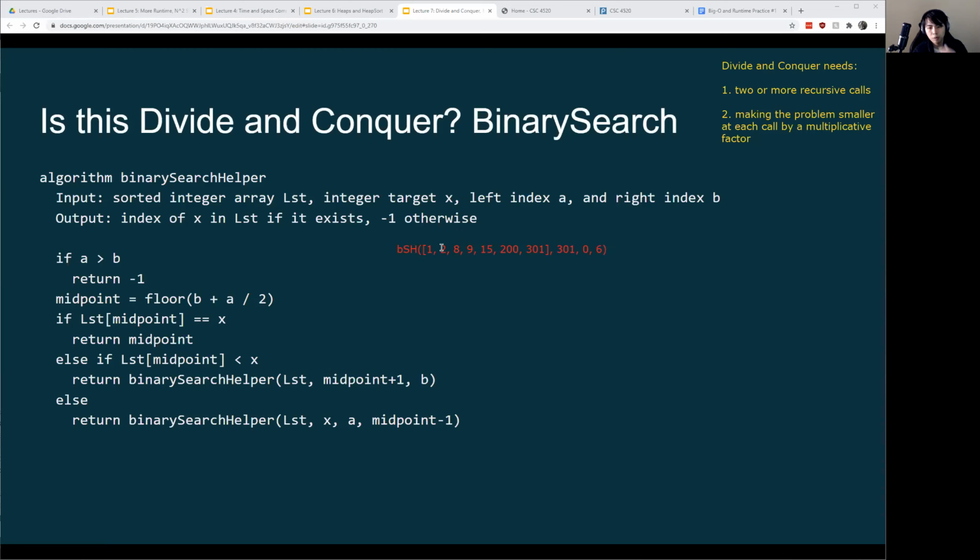So this is the first call we make. We check and say that list is this list here, that the target is 301, the left index A is 0, and the right index B is 6. We check to see if A is greater than B. In this case, it's not, right? Because 0 is not greater than 6. Then we compute the midpoint. I'll give you 10 seconds. What is the answer here to midpoint? What is midpoint if this is the input?